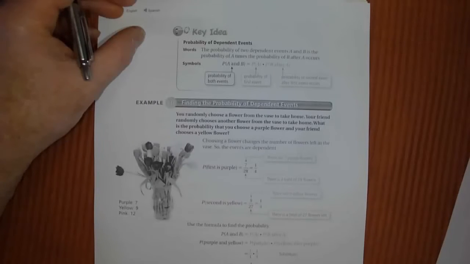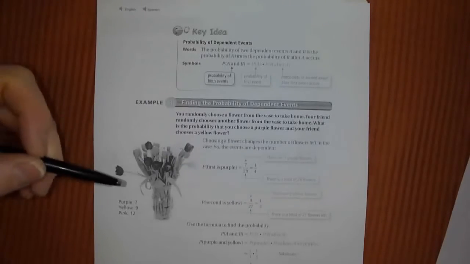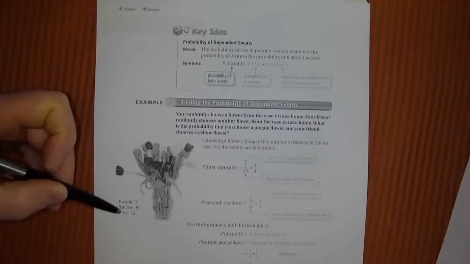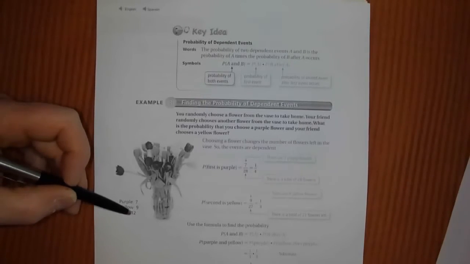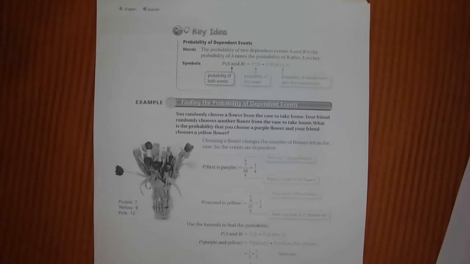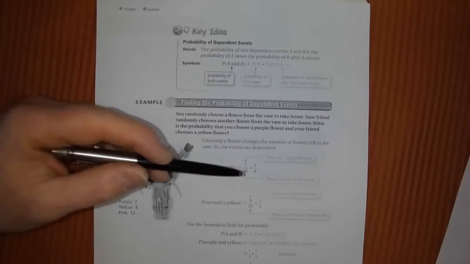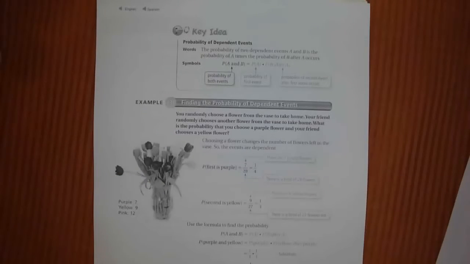Same thing, there's 28 flowers in this vase. 7 purple, 9 yellow, 12 pink. 7 plus 9 is 16, 16 plus 12 is 28. What is my odds of pulling a purple flower in my first draw? Well, there's 7. 7 over 28, 1/4.